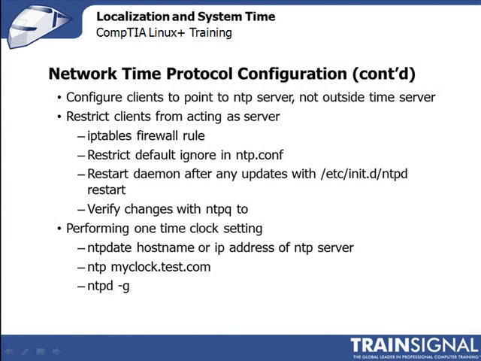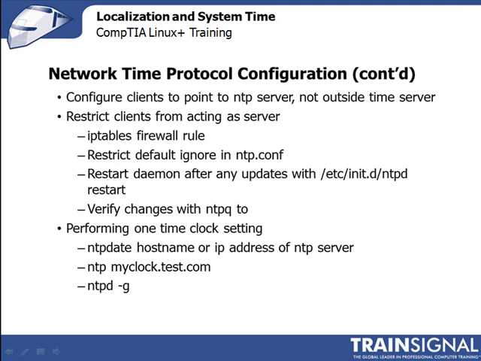Now that the server is configured, it's time to turn our attention to the client machine. The first thing to do is to ensure that your clients point to an internal NTP server and not an outside server. Then you want to make sure that those same clients can't in turn act as servers for other machines. To do this, you can either set up a firewall rule, but most likely you'll just edit the ntp.conf configuration file and add the line restrict default ignore. If you make changes to the configuration file, be sure to restart the daemon with /etc/init.d/ntpd restart.